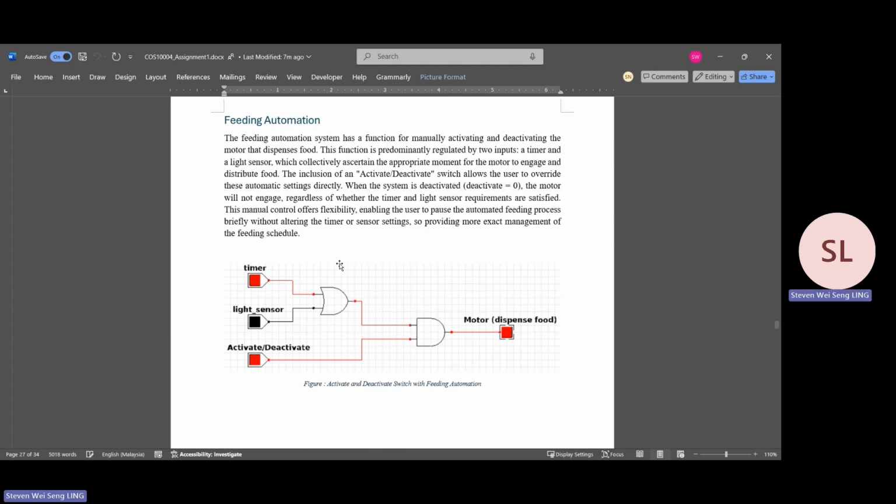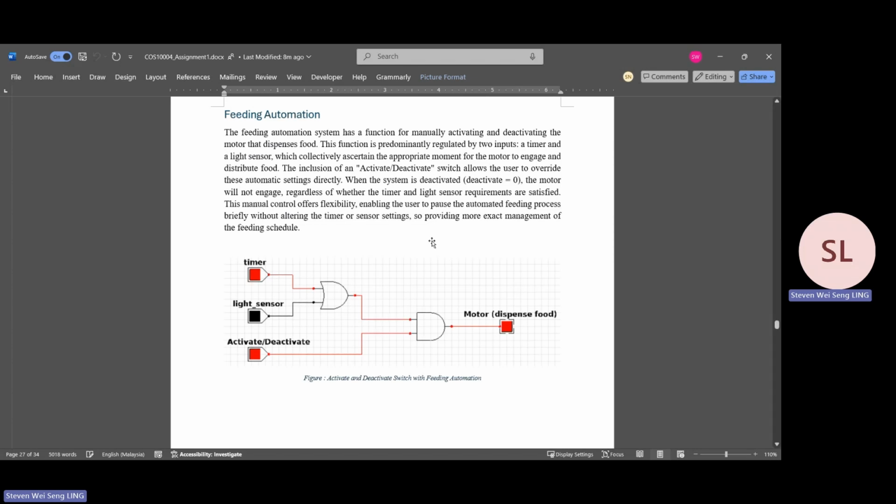Our feeding system includes a manual switch to control the motor that dispenses food, primarily controlled by a timer and a light sensor. Using the switch, users can override automatic settings. When the system is deactivated, the motor won't run even if timer and light conditions are met. This allows precise control over the feeding schedules without altering the timer or the sensor settings.